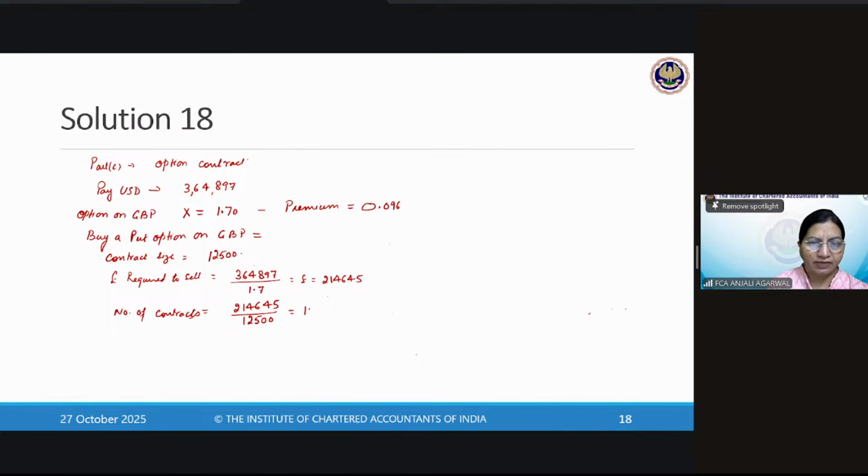So we are getting 17.1716 contracts, which means we'll go by 17 contracts. So for 17 contracts, 12,500 into 17, you'll end up, how many pounds have been covered under option contract?